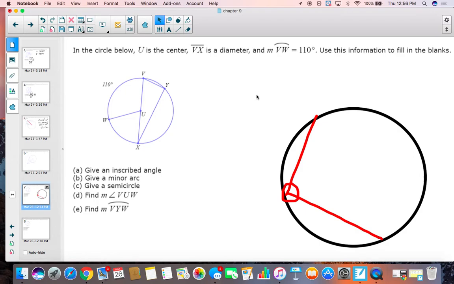Okay, so if we're looking back over at our circle, we could say that angle XVY is an inscribed angle.